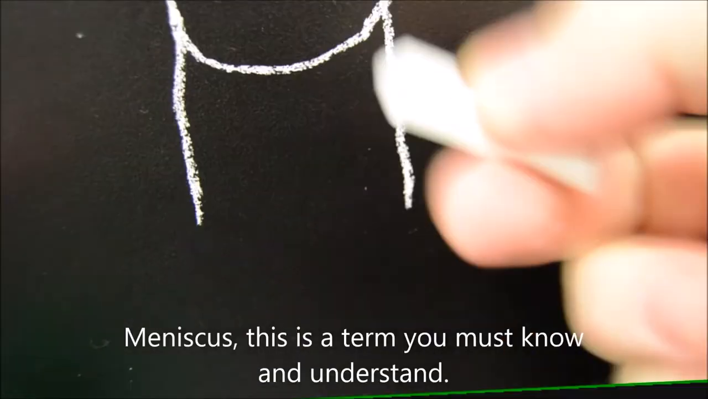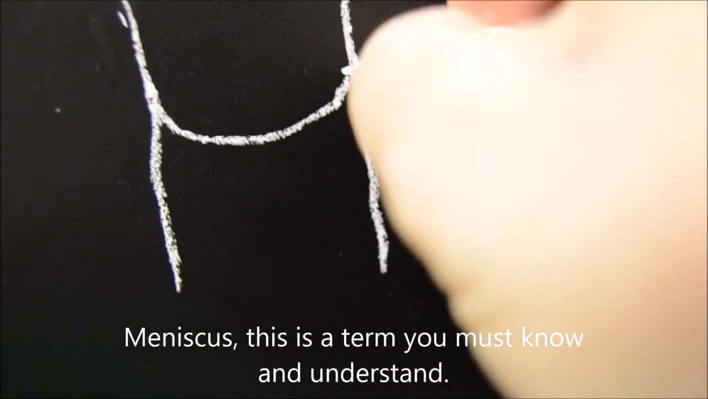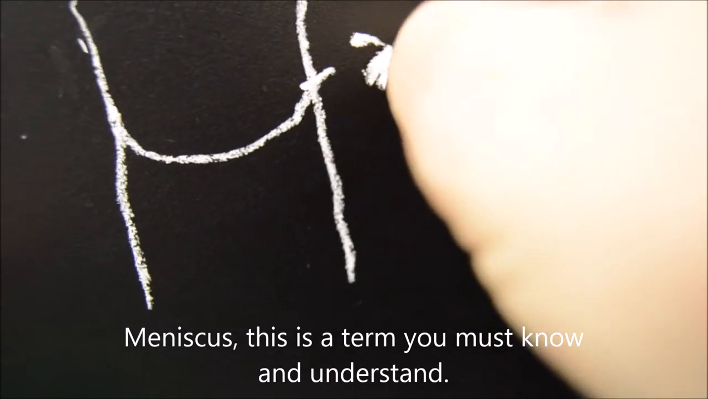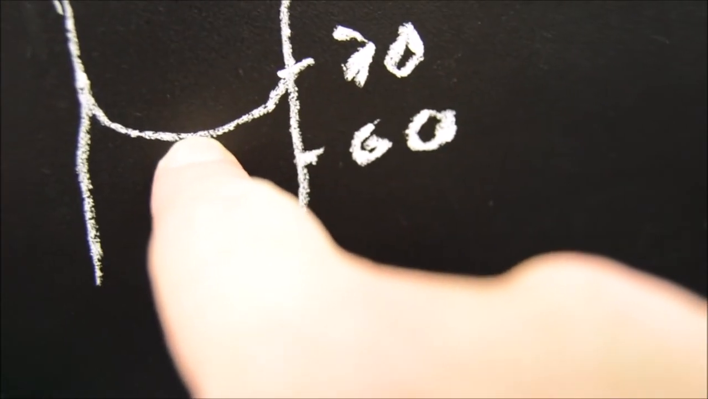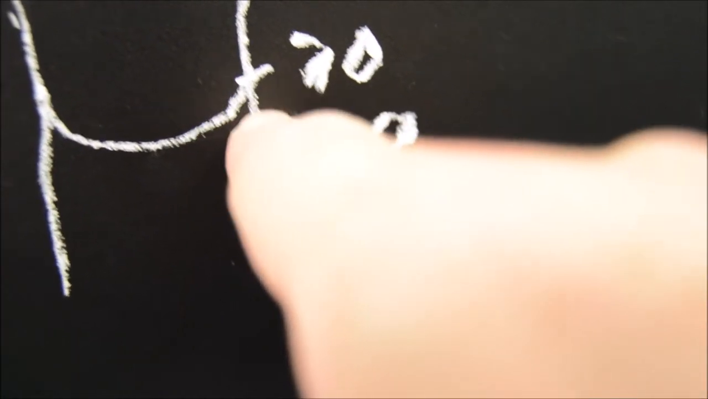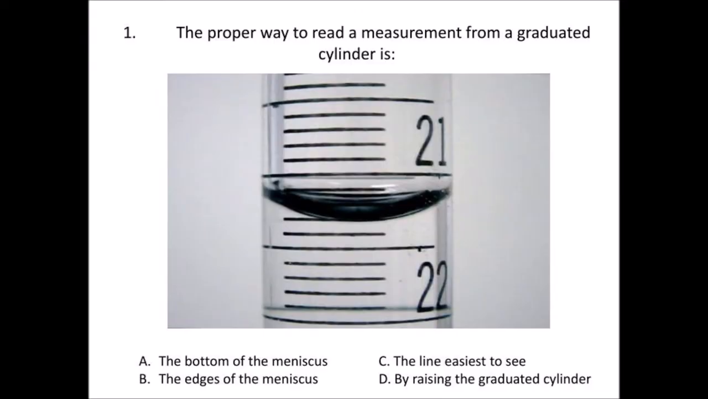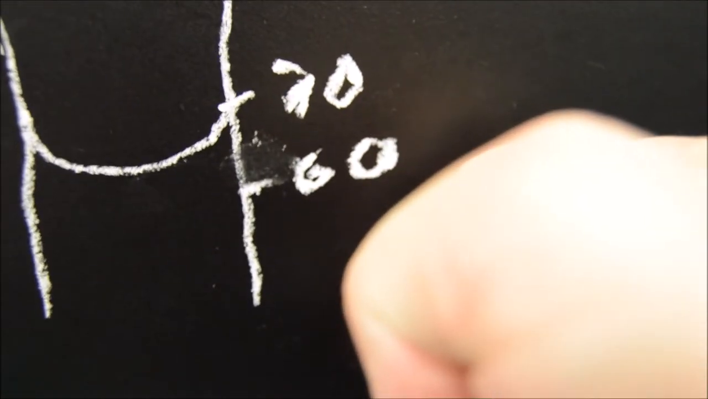Now, how do you measure the volume? This could be 70, and this could be 60. So how do you know the volume that is actually in there? What you do is you measure from the bottom of the meniscus. The bottom of the meniscus. And that would probably be, you know, 68, 67, something like that. So you could say that there are 67 milliliters of fluid in there.